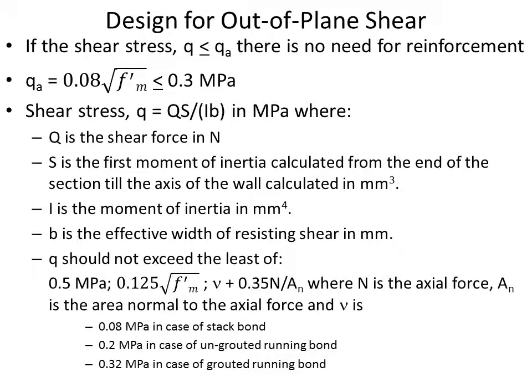And this Q should not exceed the least of 0.5 megapascal, 0.125 f dash m, and nu plus 0.35 N over AN, where nu is 0.08 megapascal in case of stack bond, 0.2 megapascal in case of ungrouted running bond, and 0.32 megapascal in case of grouted running bond.